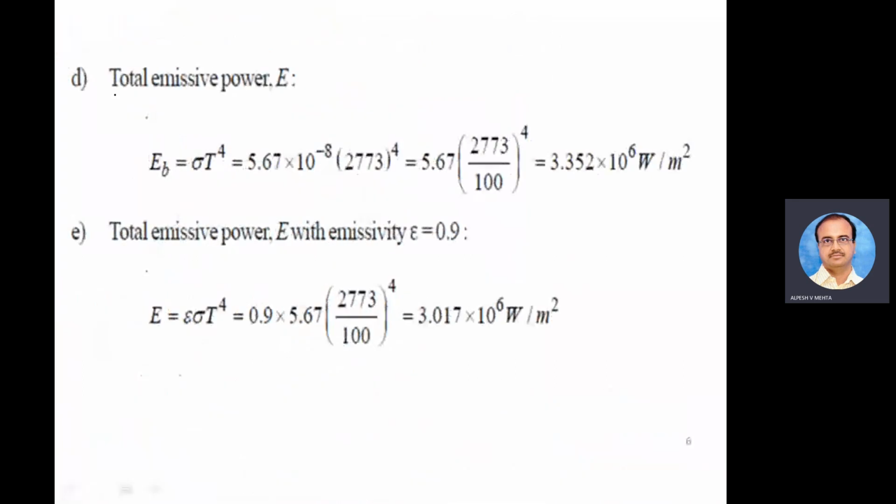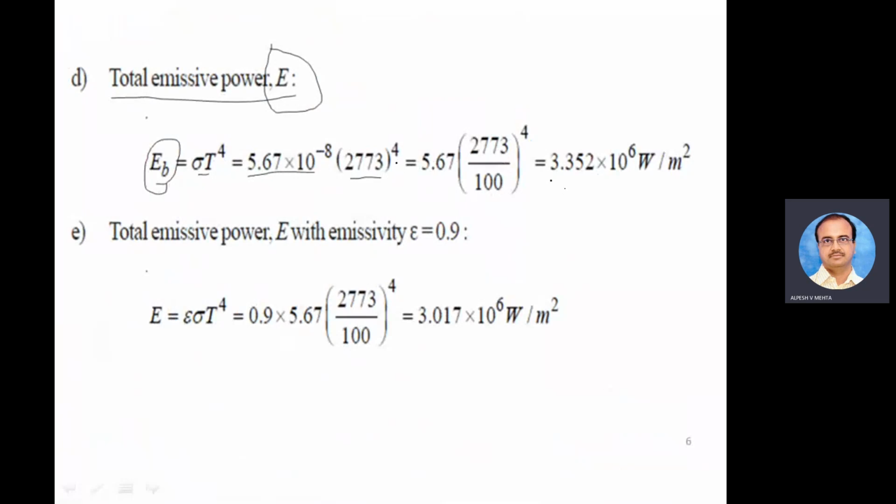Now we have to find out what is the total emissive power when we consider the furnace as a black body. So furnace is a black body. So EB is equal to sigma into T power 4. Sigma is the Stefan Boltzmann constant, 5.67 into 10 power minus 8 watt per meter square Kelvin power 4. Temperature is known to us, 2773. So fourth power of temperature.